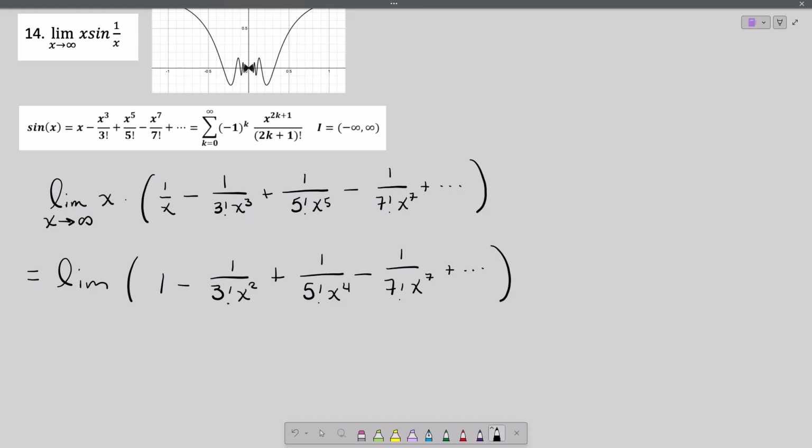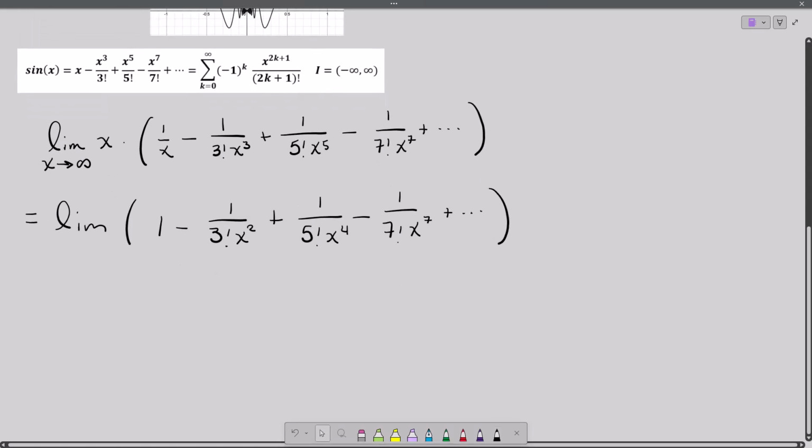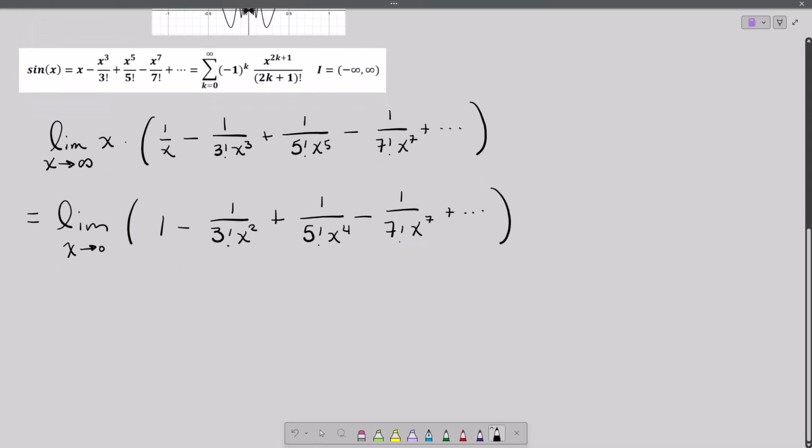So we have that. And the limit is as x goes to infinity. So what is true about all those little fractions? What happens for all these when x goes to infinity? Yeah, they're all going to go to 0 because the denominator is getting infinitely large. So these all go to 0, and our limit is 1.